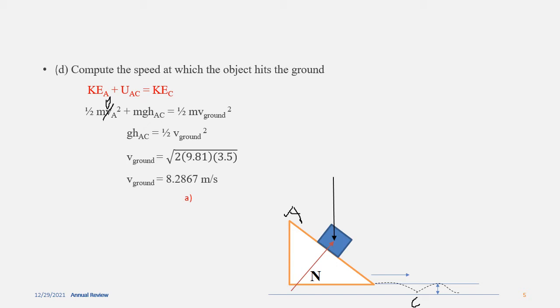Then the mass and this mass are the same, and we cancel each other, and we just leave gh equals half v squared. Then we get the final answer, the speed at ground equals 8.2867 meter per second.